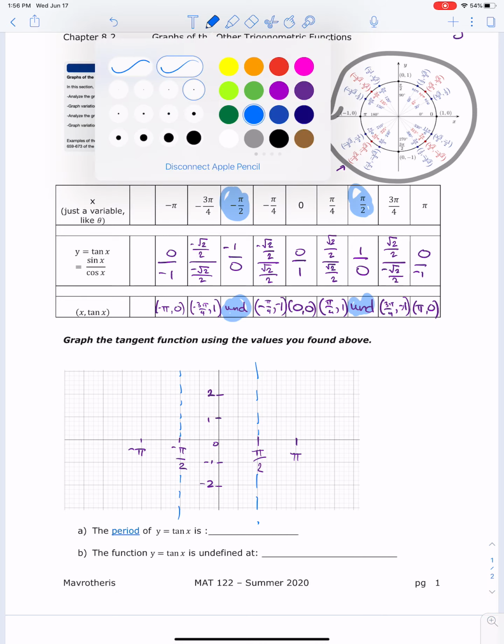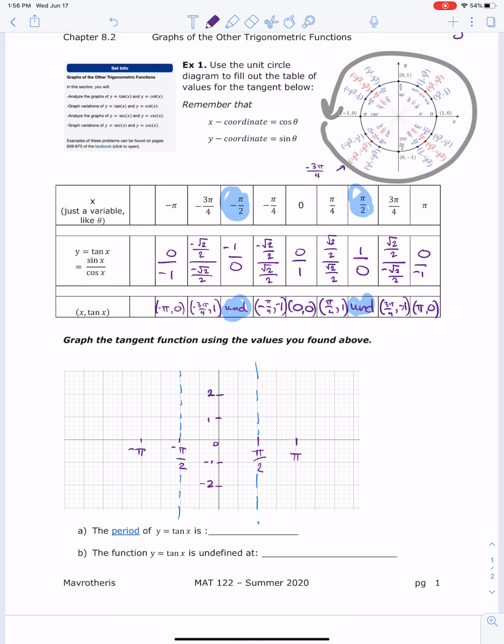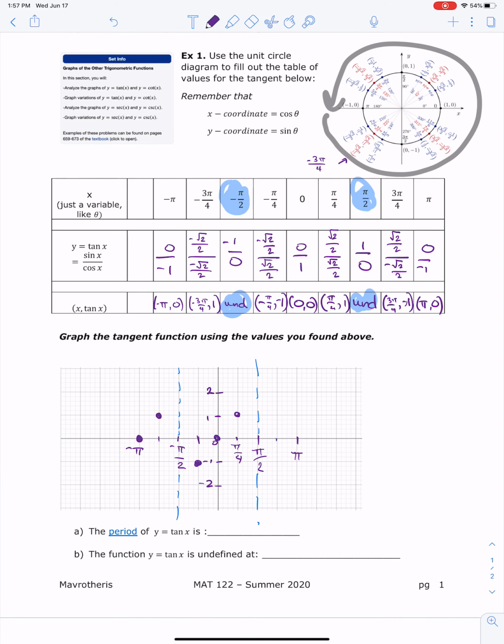Notice that I've picked fairly easy numbers to work with on the graph. At negative pi, I've got 0. At negative 3 pi over 4, it's 1. Negative pi over 4 right here, I've got negative 1. 0, 0. Pi over 4, 1. I've got another asymptote. 3 pi over 4 right here, I'm at negative 1. Pi again, I'm at 0.